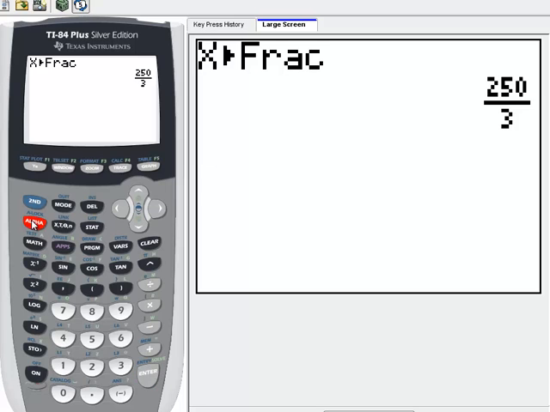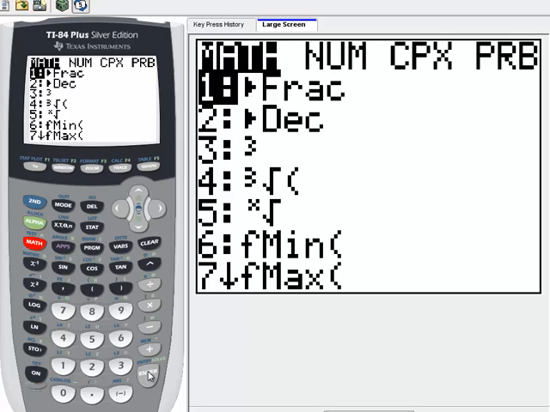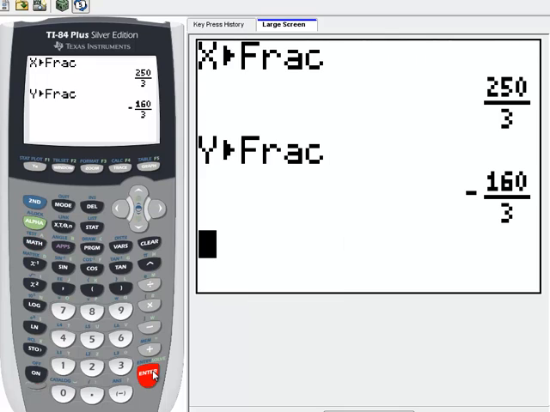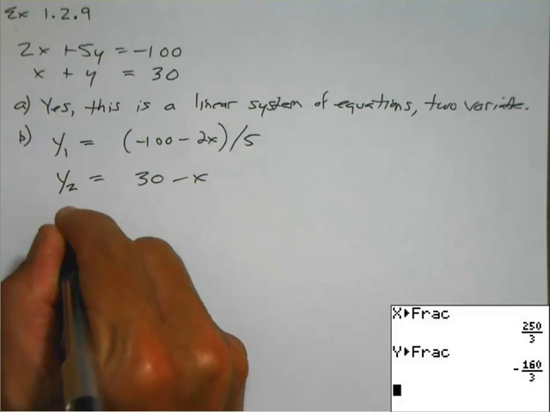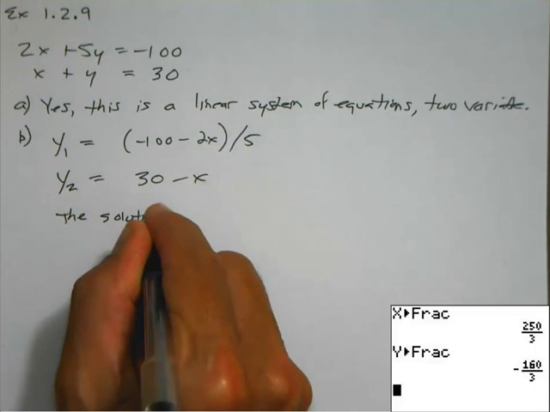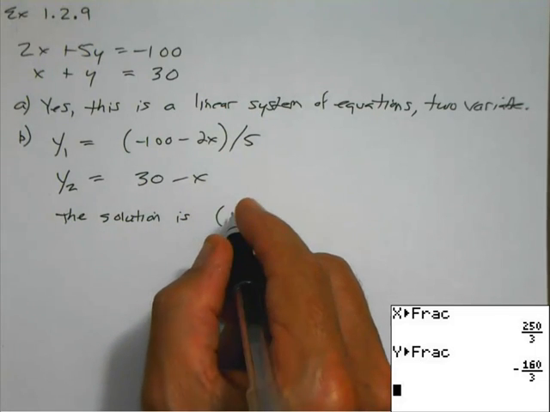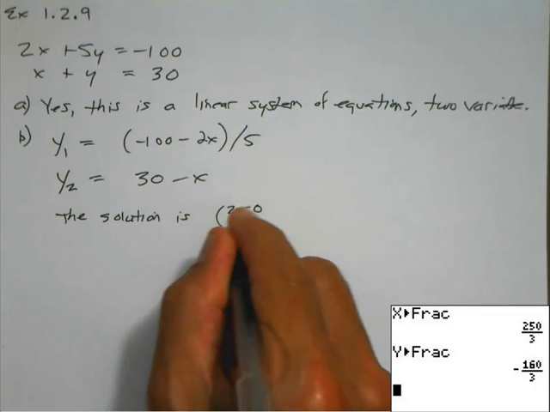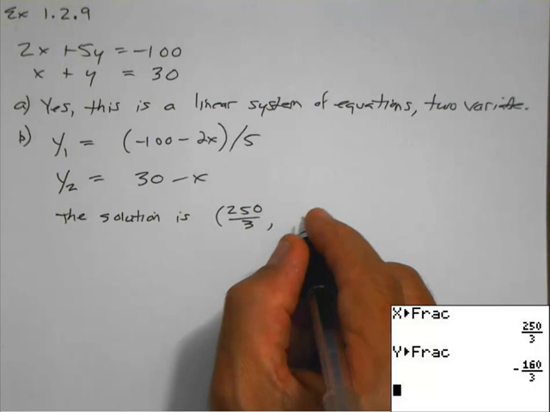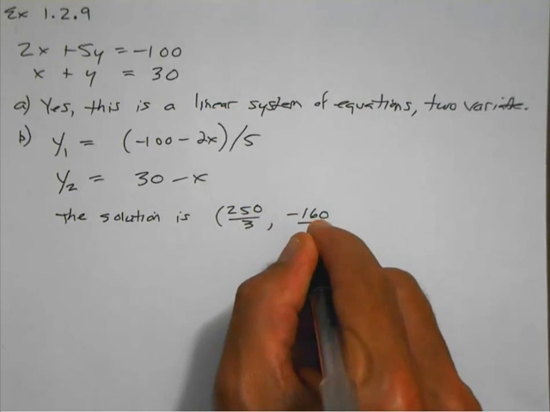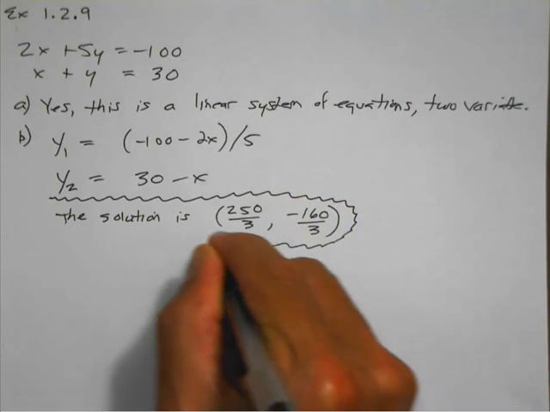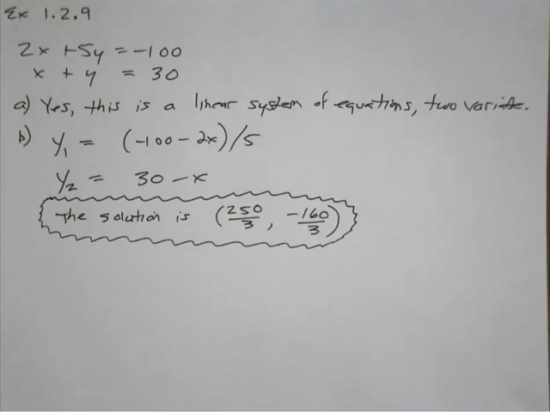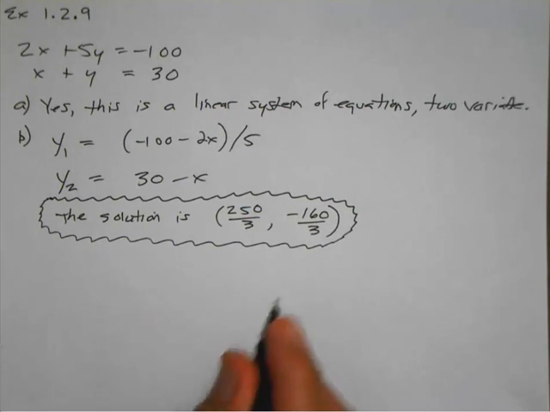How about that y? Alpha, y, math, fraction, go. Okay, negative 160 over 3. Great, we can write an exact solution for this now. Okay, we have here that the solution is, the x-coordinate is 250 divided by 3. The y-coordinate is negative 160 over 3. Since this is a conclusive statement, I like the prominent cloud so that this just jumps off the paper for anyone reading the solution. Now, maybe we've made an error here, right?